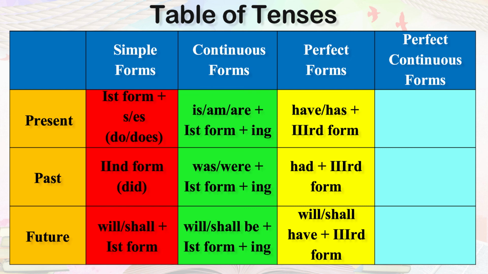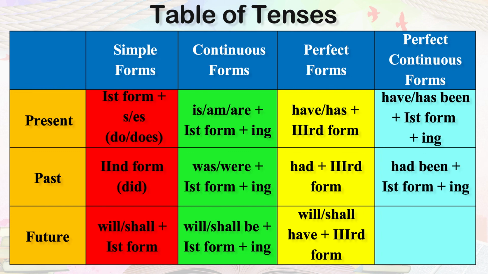In present perfect continuous tense, have, has plus been plus first form of verb plus ing. And in past perfect continuous tense, we have had been plus first form of verb plus ing. And in future, we have will, shall plus have plus been plus first form of verb plus ing.